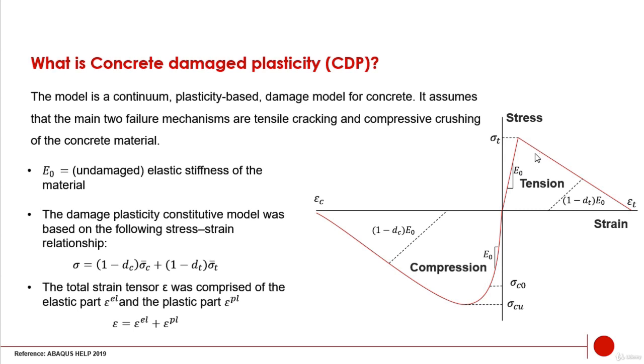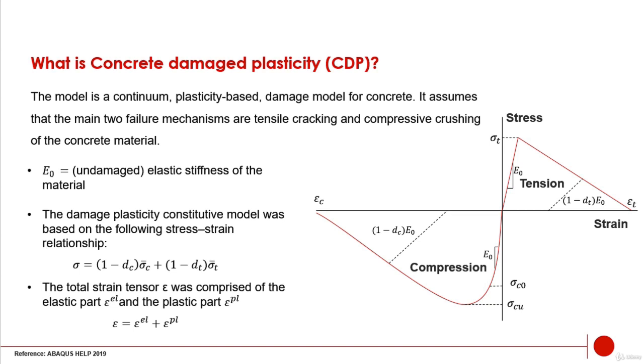Under uniaxial tension, the stress response follows a linear elastic relationship until the failure stress is reached. After that, the softening part happens, which we show with a scalar stiffness degradation. As you can see here, we have 1 minus dt, and this dt is the damage parameter. Once the damage parameter reaches 1, we have full failure in the concrete. This softening part also represents macro cracking in the concrete material.